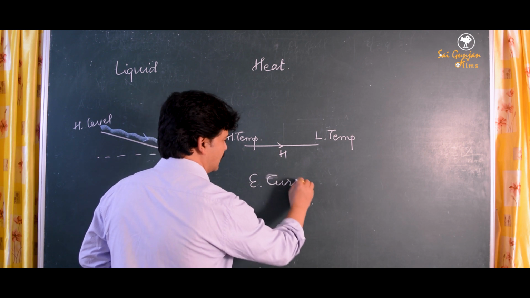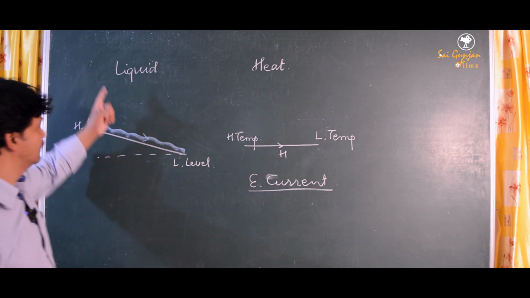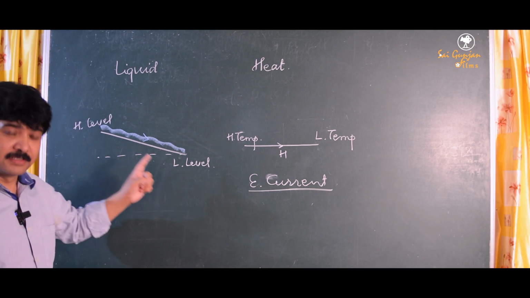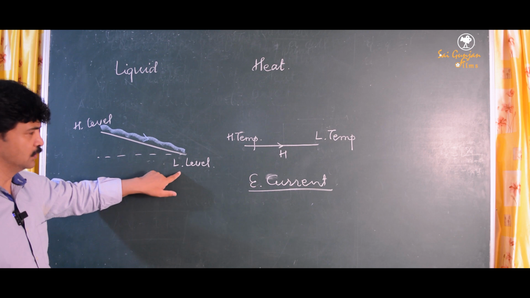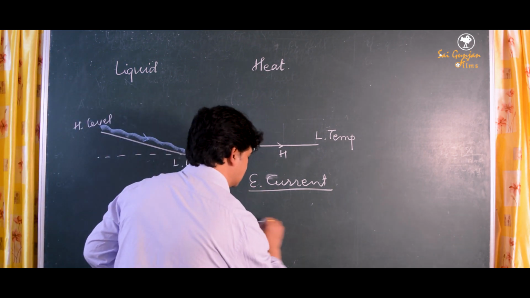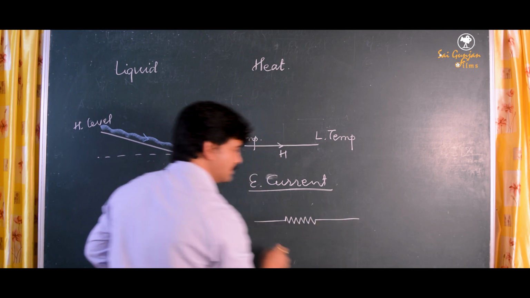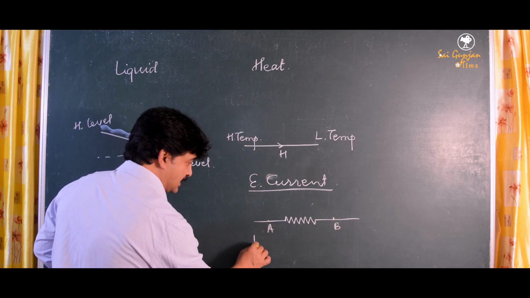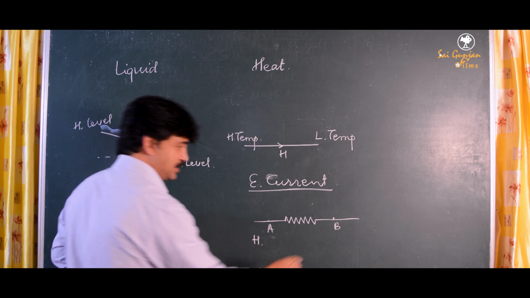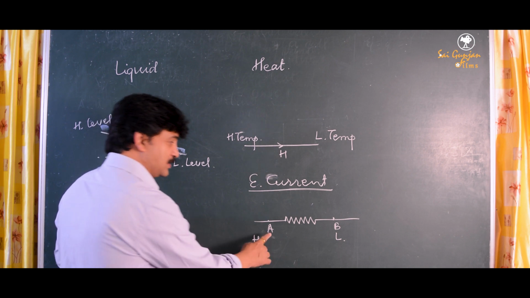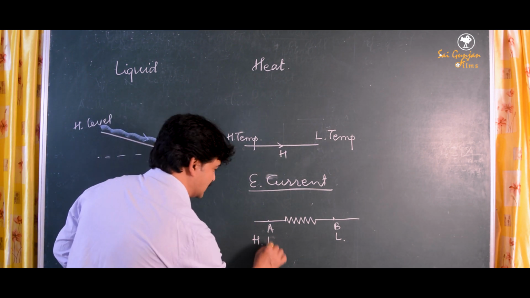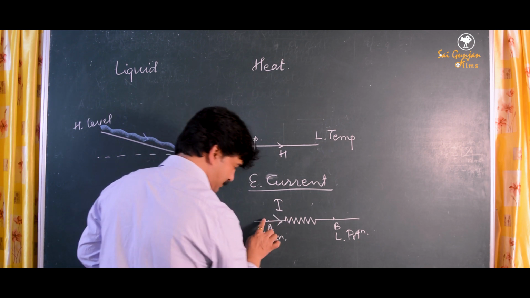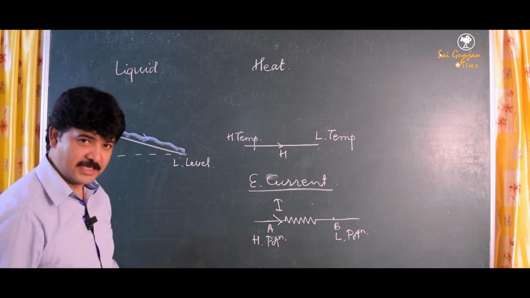Electric current, like a liquid or heat, also flows, isn't it? And a flowing object flows from a higher value to a lower value. Similarly, electric current, suppose this is a wire, and these are the two points A and B. If A is at a higher value of that physical quantity and B is at a lower value, what should this physical quantity be? It is potential. So electric current flows from higher potential to lower potential.